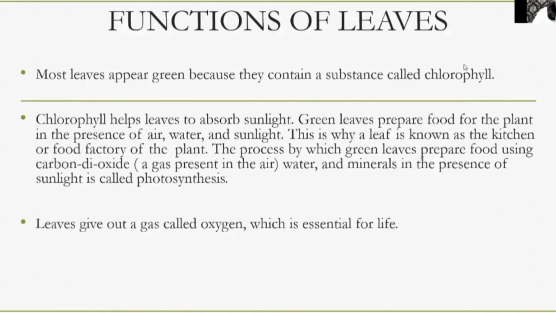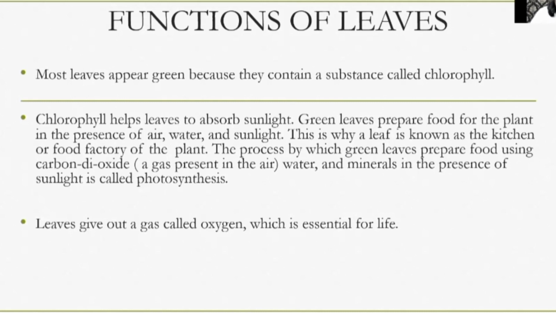Okay, moving on to the functions of the leaf. Most leaves appear green because they contain a substance called chlorophyll. Most of the plants or leaves that we see are green. Why is that? Because they have a substance called chlorophyll. Now what is chlorophyll? Chlorophyll helps to absorb sunlight. Green leaves prepare food for the plants in the presence of air, water and sunlight. Very important. Plants prepare their own food, so they need that.